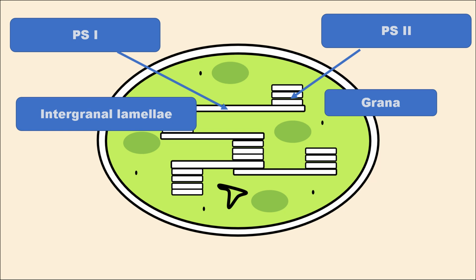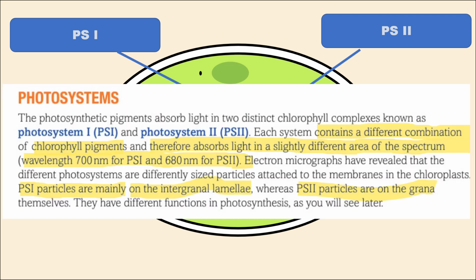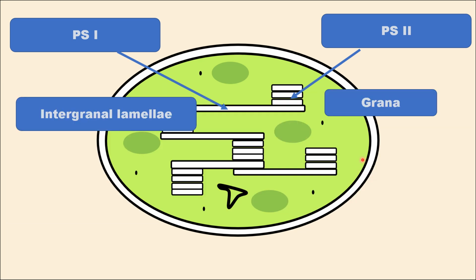Then we'll move on to photosystem 1 and photosystem 2. Let's summarize what's in your student book about this. It mentions that the photosynthetic pigments in the photosystems absorb light in two different chlorophyll pigments, with each system containing slightly different combinations of chlorophyll. And this difference is very important because it means each photosystem absorbs light at slightly different parts of the spectrum. PS1 absorbs at a wavelength of 700 nanometers, while PS2 absorbs at 680 nanometers.